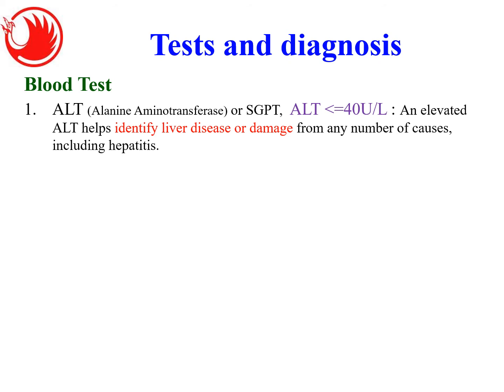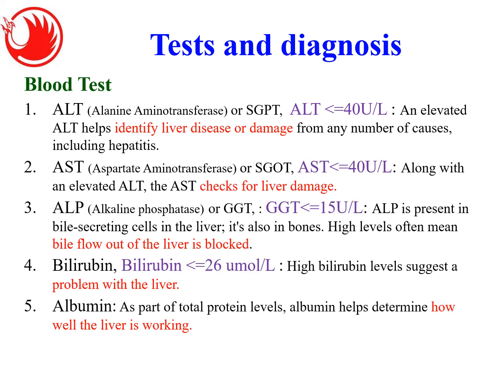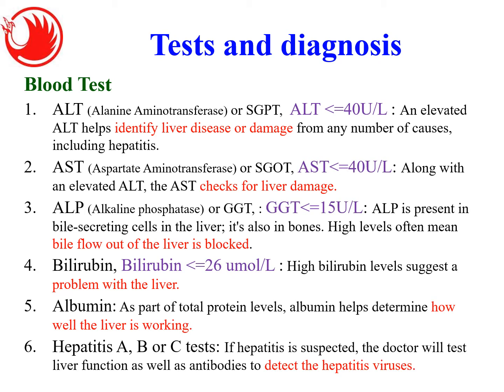So we look at test and diagnosis. To test and diagnose the liver problem, a group of so-called blood tests for the liver profile can be used to diagnose the liver disease. For the first one, ALT, SGPT, and AST, SGOT, the number should not be greater than 40 units per liter.